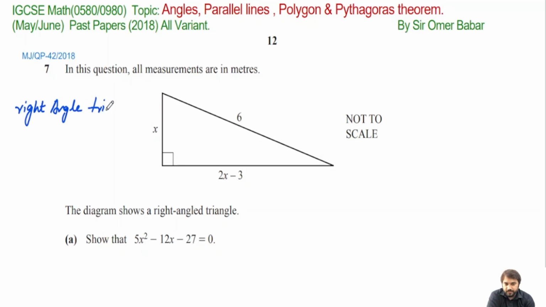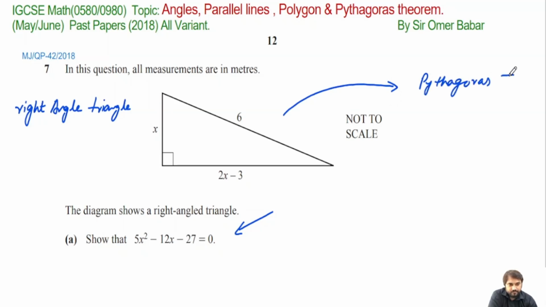Right angle triangle. The diagram shows a right angled triangle. Show that 5x² − 12x − 27 = 0. How can we show this? You must remember, on a right angled triangle we can apply Pythagoras theorem. So by using Pythagoras theorem, we can show this thing is equal to 0.